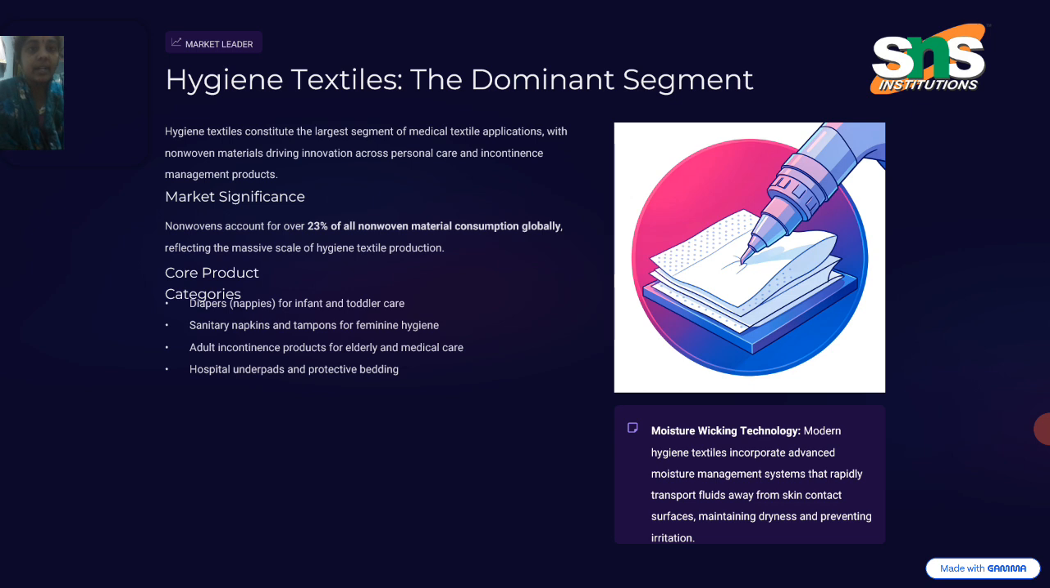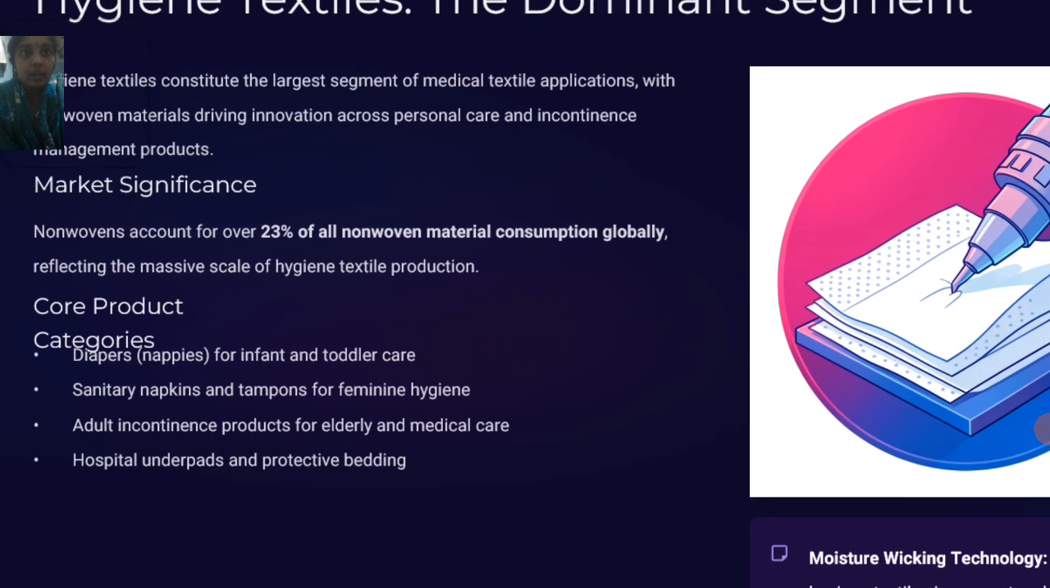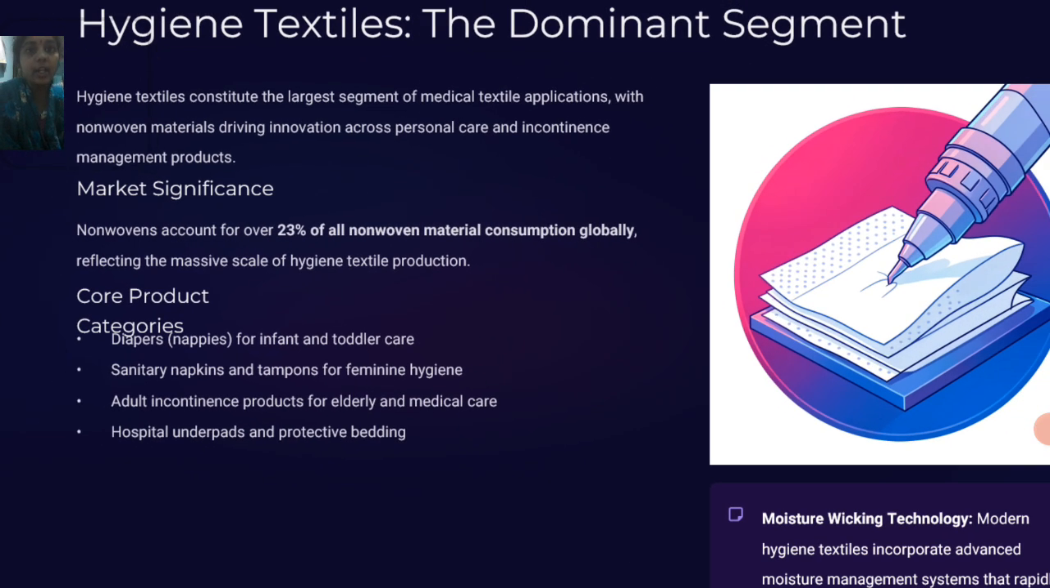Hygiene textiles, the dominant segment. Hygiene textiles constitute the largest segment of medical textile applications, with non-woven materials driving the innovations across personal care and incontinence management products. The market significance: the main concept of medical textiles is non-woven. Non-woven accounts for 23% of all non-woven material consumption globally, reflecting the massive scale of hygiene textile products.